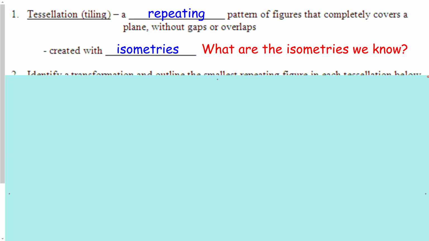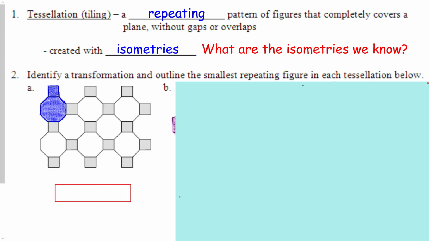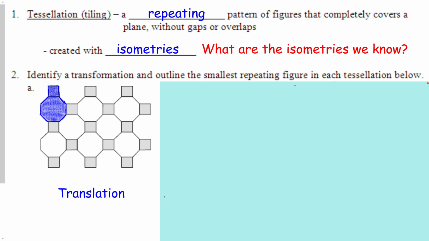So here we have examples of tessellations. This first one, I've already outlined the smallest repeating figure. If I outline anything else when I perform any type of isometry, I would end up with either a gap or an overlap, which is not allowed. So this one, in order to continue this pattern, we would need to perform a translation on this shape.